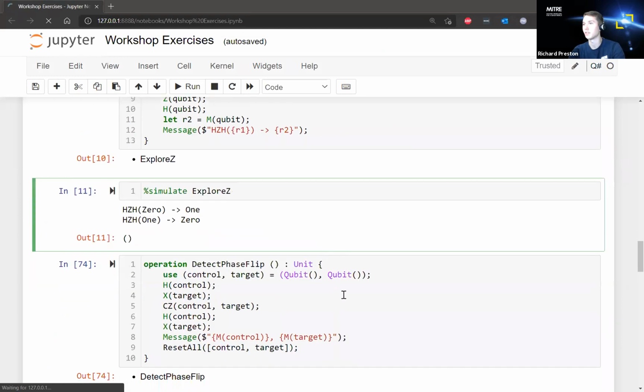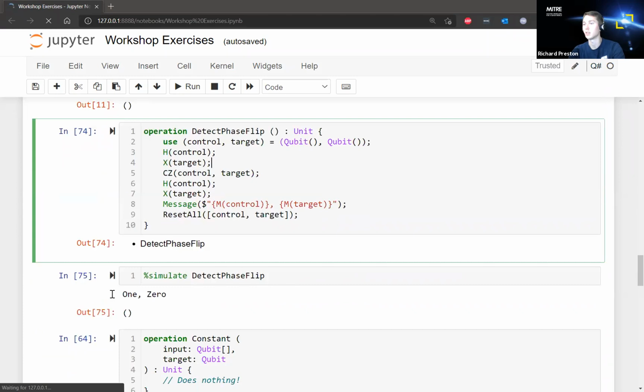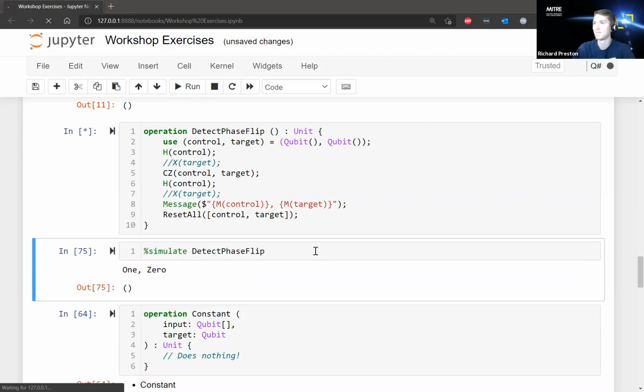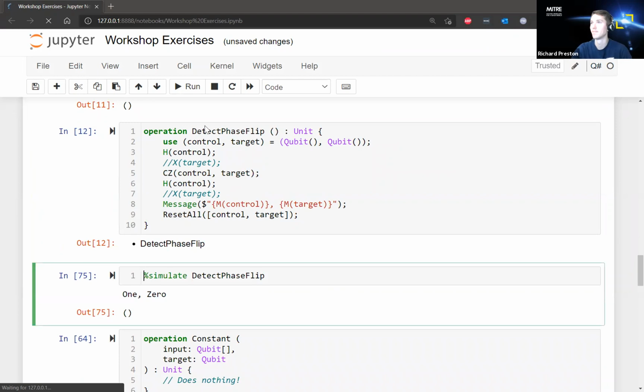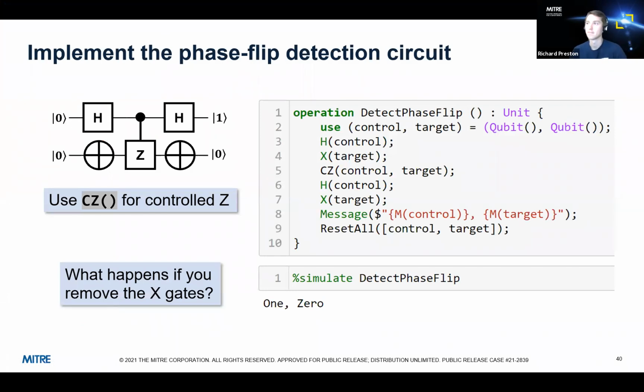So here we go, detect phase flip. So right now when I simulate it, I get 1, 0. So if I comment this out, what do I get? 0, 0. So why is that? Let me go back to the circuit diagram. So instead of a 1, I get a 0 here. What does that tell us?